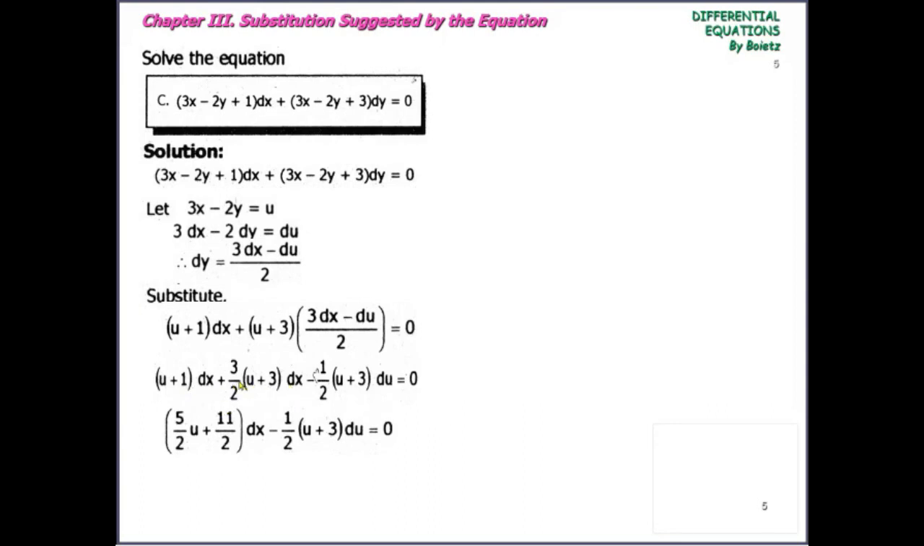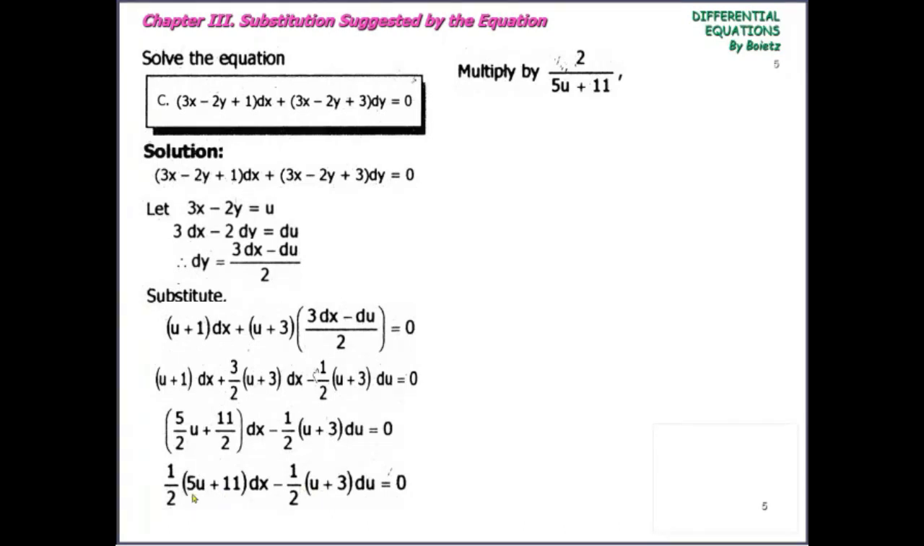Ito lalabas. Okay. Medyo mahaba yung simplification. This will become 3 halves u plus u, so 2 over 2u plus 3 over 2u, so 5 over 2u. This one is 9 over 2 plus 2 over 2 plus 11 over 2 dx. Ito naman, copy nyo lang, 1 half quantity u plus 3 du equals 0. Then you can factor out 1 half here, so 1 half 5u plus 11 dx. Then pwede nyo cancel yung 1 half or multiply by 2.